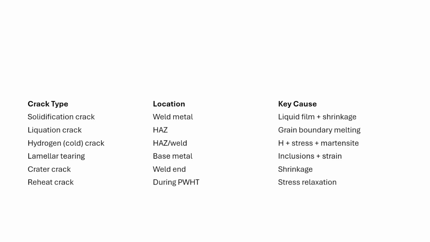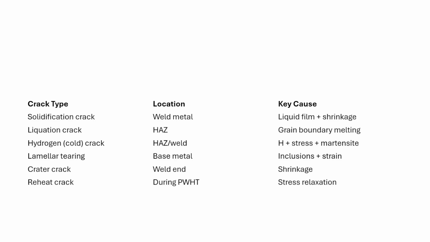Okay, so some of the key points: solidification cracking happens in the weld material. The key cause is a liquid film, a low melting point film forming from things like sulfates and phosphates, that creates this solidification cracking. Next, liquidation cracking, where will it happen? It will happen in the HAZ due to grain boundary melting. Because of any low melting point phase at the grain boundary, that will melt and form this liquidation cracking.